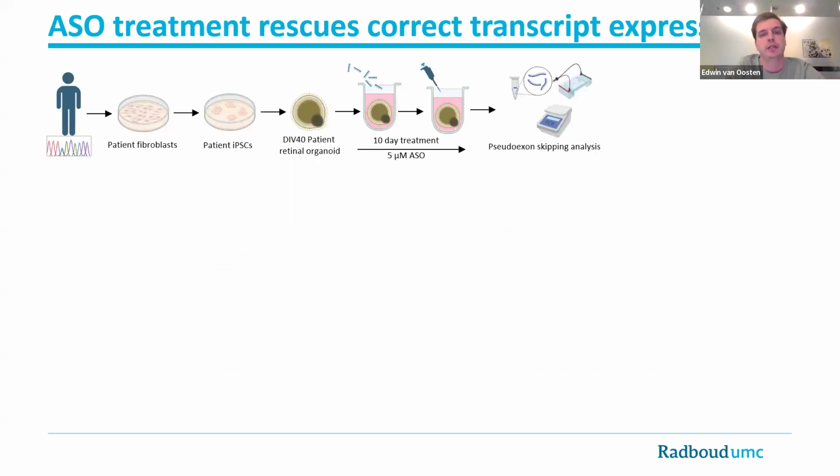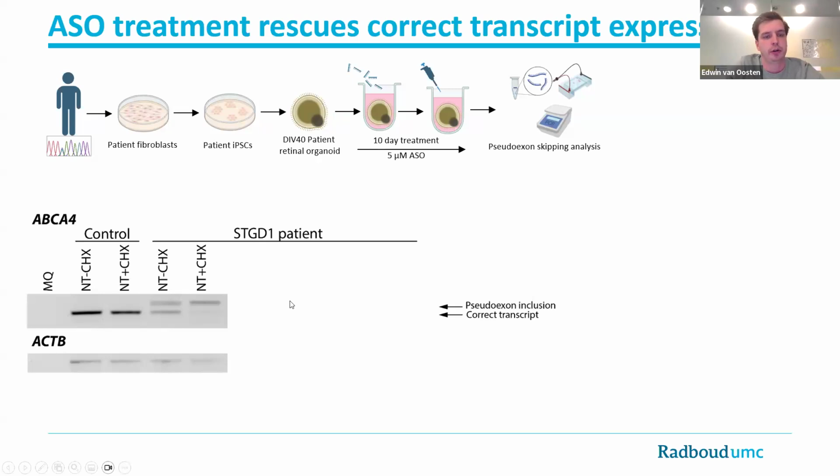So we made use of this to test the efficacy of these ASOs on gene level. So what we did is from our N-of-1 patient, we got patient fibroblasts. Our stem cell facility at our hospital created iPSCs from this. We then generated retinal organoids, and at day 40, we started the ASO treatment. So for this initial treatment, we used 5 micromolar of ASO, and we did a 10-day treatment. The day before we harvested, we inhibited nonsense mediated decay using cycloheximide to again see all the transcripts that are present. We then did pseudo-exon skipping analysis using RT-PCR, as I showed you before.